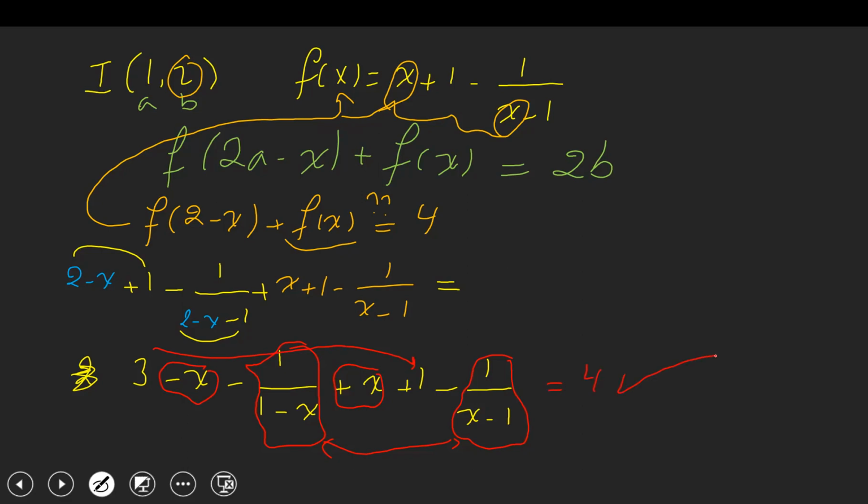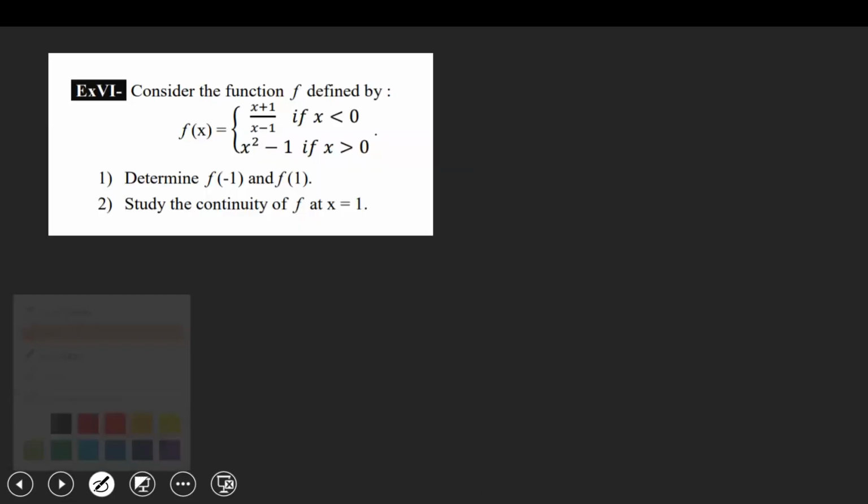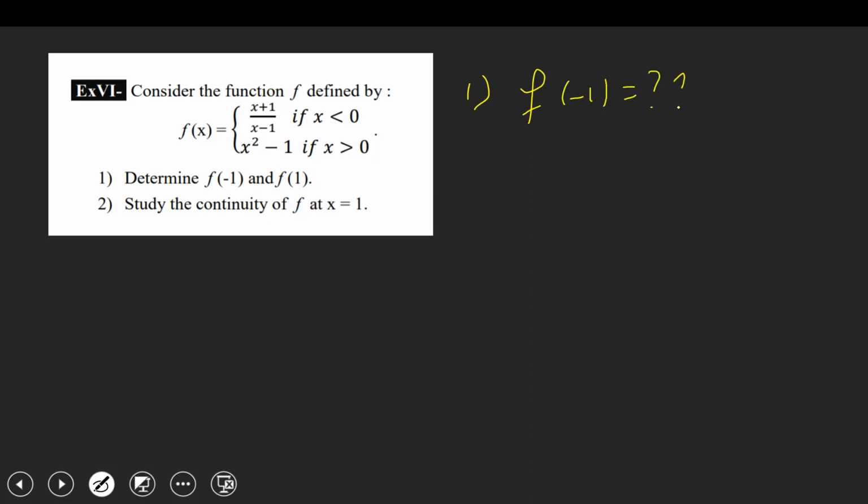Now we move to the last question in the exercise or in the sheet. I have this function. First part, we have to calculate f of minus 1. X is equal to minus 1. This means that X is less than 0. So we have to use the first section of the function to replace in it -1. What do we get? -1 plus 1, 0 over -2, which is equal to 0.